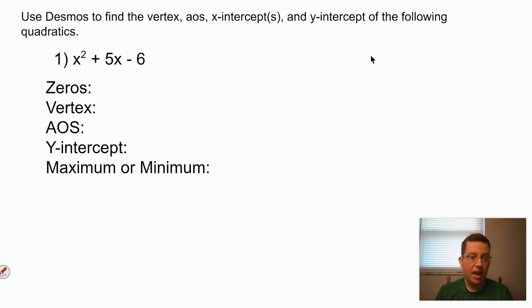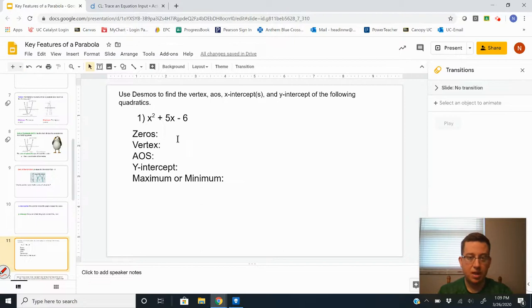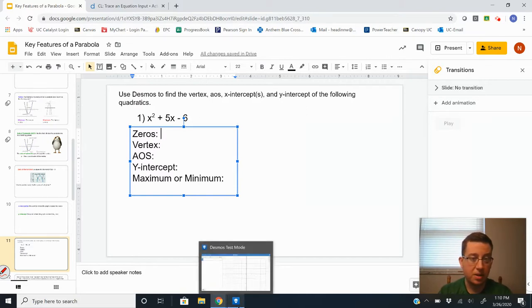So let's look at Desmos. In Desmos, we are going to find all of the different pieces. Let me pull up Desmos here, and I'm just going to type in my solutions so that way you can read them. So we're going to find the zeros, the vertex, the axis of symmetry, all that good stuff using Desmos. So let's jump in, and I'm just going to start by typing it out.